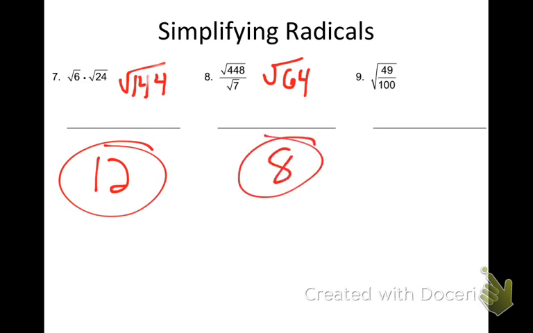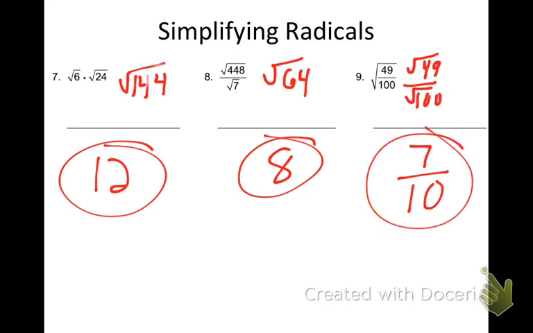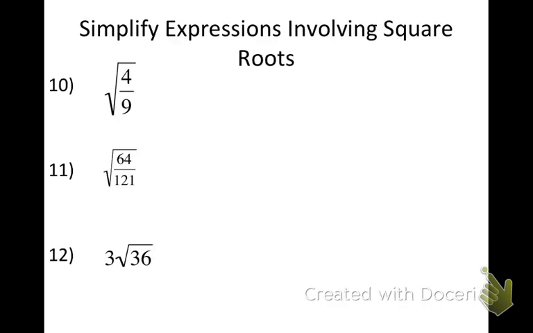9. Square root of 49 over 100. Well, what's the square root of 49 and the square root of 100? 7 over 10. Using those same ideas, try these 3 on your own. Take a couple seconds to try these 3.